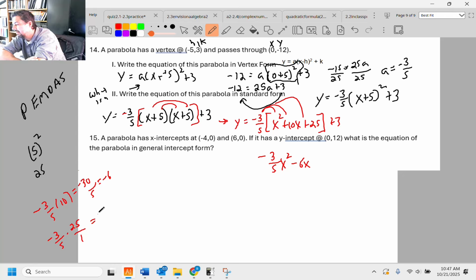-3 times 25 is -75. 5 times 1 is 5. -75 over 5. What's it reduced to? It's like I had a brain fart there. 15, -15. So that's negative. And then I can bring down that plus 3 at the end.